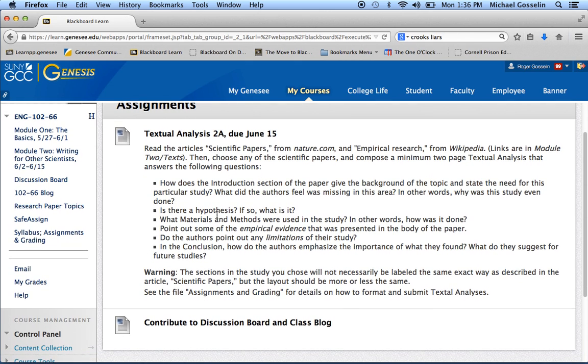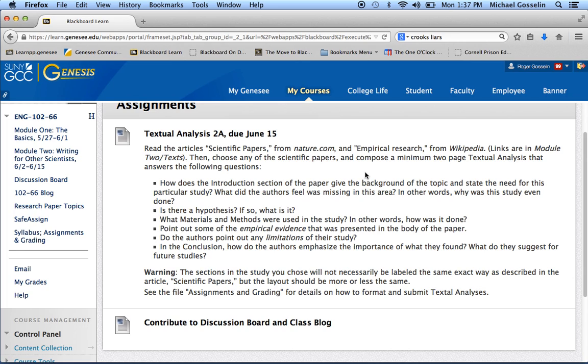So go through that article, scientific papers. You can watch my video again if you'd like, if it helps. Read the empirical research article from Wikipedia. Yes, I know it's Wikipedia, but it's pretty good. And then go back and choose any of the scientific papers that are under Module 2 text, so we'll look at those in a second. And compose a textual analysis, at least 2 pages long. This should be pretty easy if you use enough information from your sources.